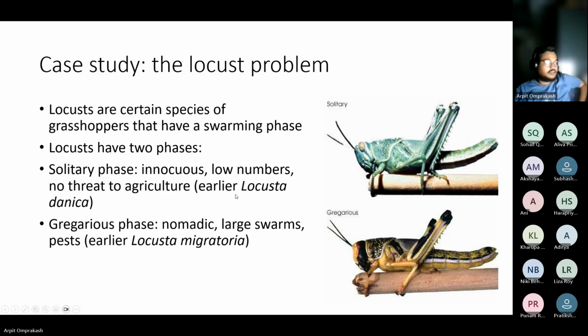Earlier, people thought this was a separate species and named it Locusta danica. They also have a gregarious phase where they are found in large swarms. They are nomadic and they are pests to agricultural land. They just go from one area to another, devastating crops. So earlier, this was thought to be a separate species known as Locusta migratoria.